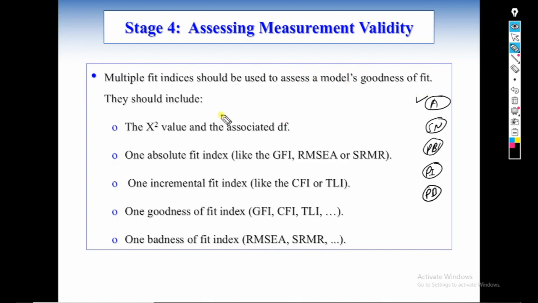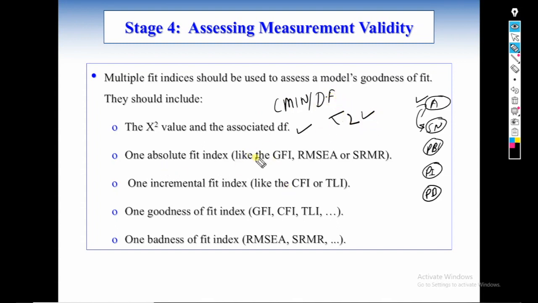But in the first approach we find the chi-square value and the associated degrees of freedom. So the chi-square divided by degrees of freedom value should theoretically be less than 2.